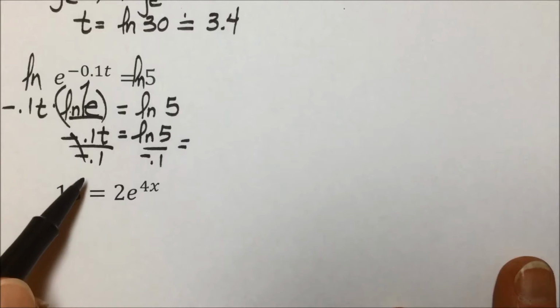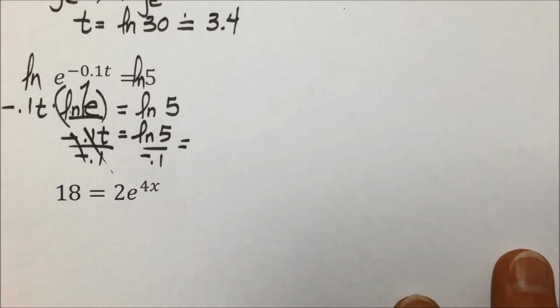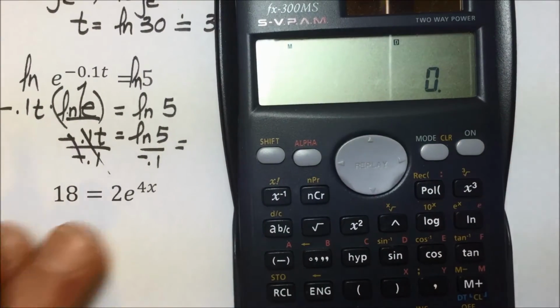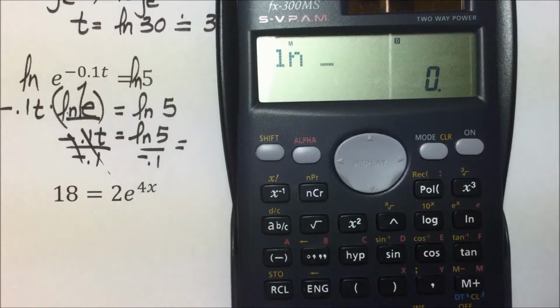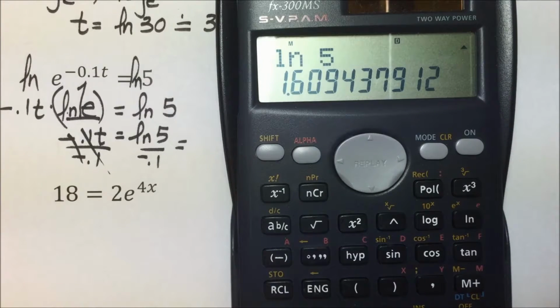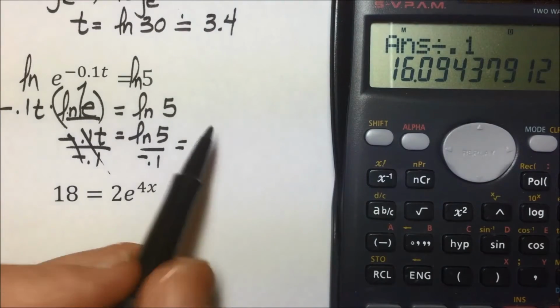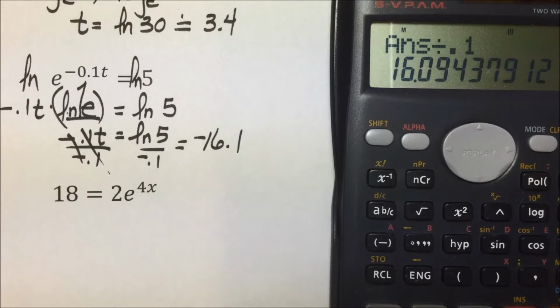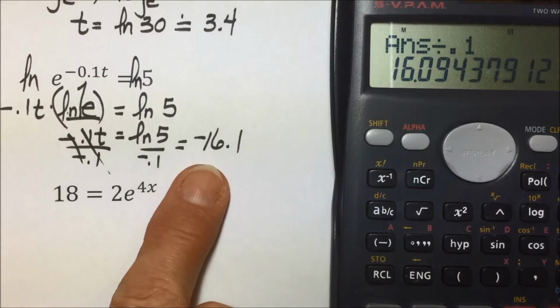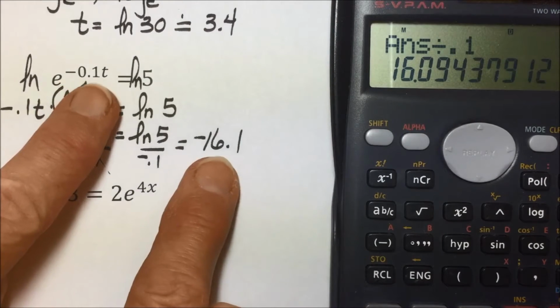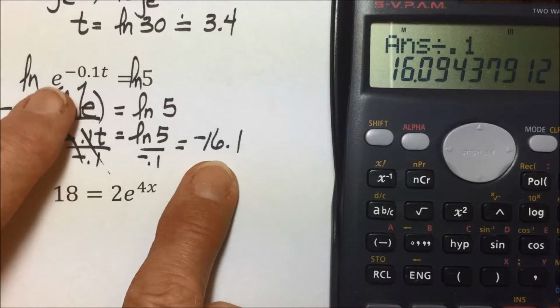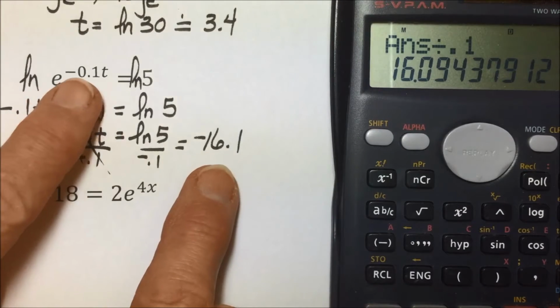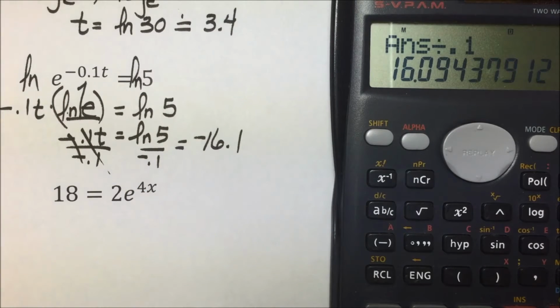And if we want an approximate, these of course will cancel out, and leaving t by itself, we end up with natural log of 5 divided by negative 1/10 is going to give us negative 16.1, and a positive divided by a negative is a negative. And always we can check these equations by replacing our variable with the value. We'd have a negative times a negative, which would be a positive e to this positive power. See that it does result in a value of 5.